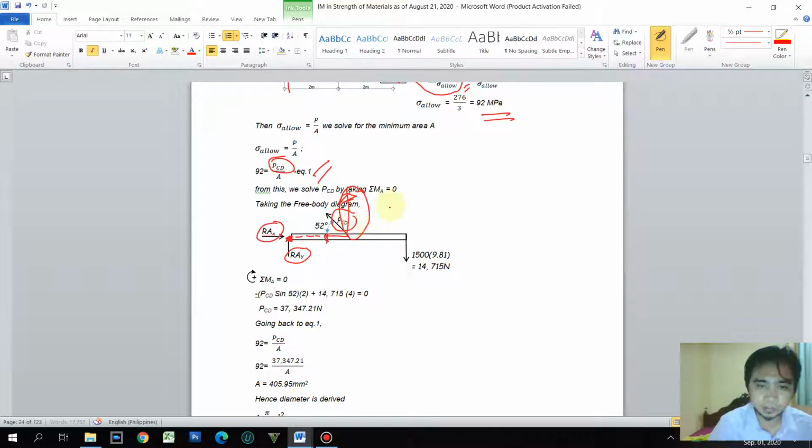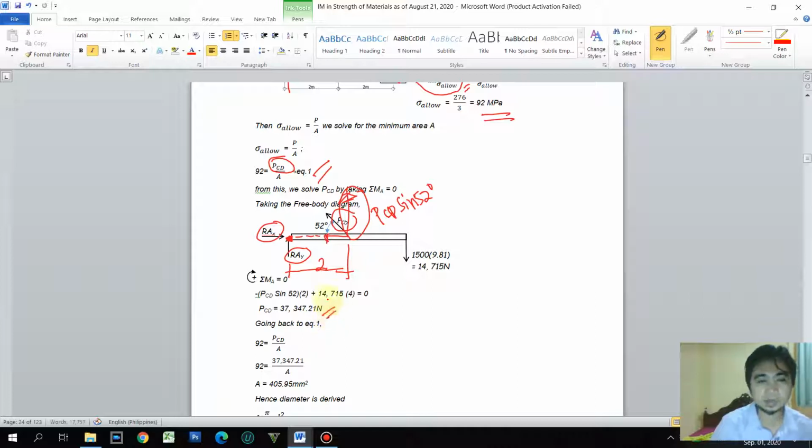What force is that? If we look, this component is opposite to the angle, 52 degrees. So, when it is opposite, we will use the sine function. So, this is PCD sine of 52 degrees. It is counterclockwise, so negative PCD sine of 52 degrees times the moment arm, or the perpendicular distance from A, which is equivalent to 2. Okay, plus a clockwise moment from here, 14,715 times 4.